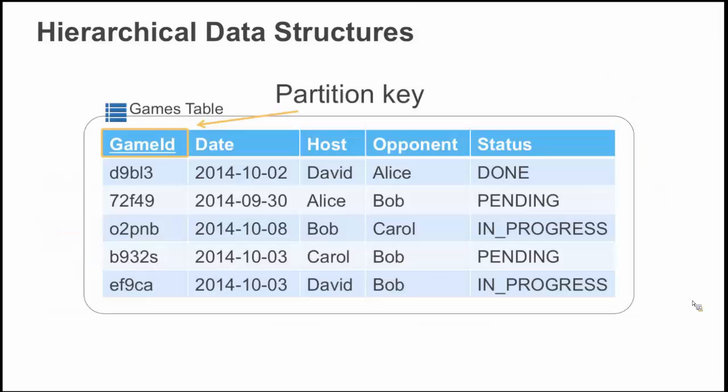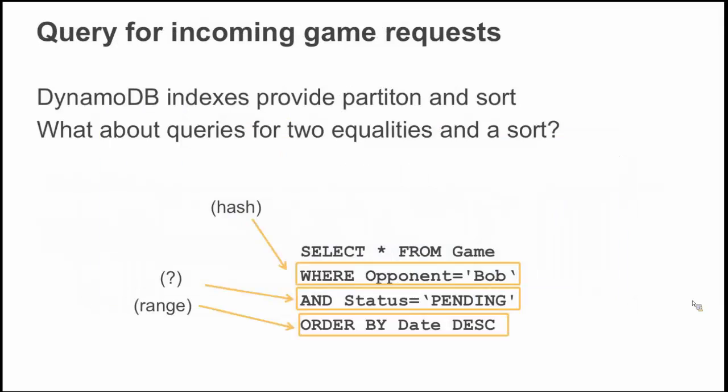Multiplayer online gaming. We're going to talk a little bit about hierarchical data structures here in gaming, in hierarchical sorts, right? So in this particular table, we got a partition key. It's a game ID. Games have status. DynamoDB gives you a partition and sort, but how about if I want to do two equalities in a sort, right? Well, we can do that.